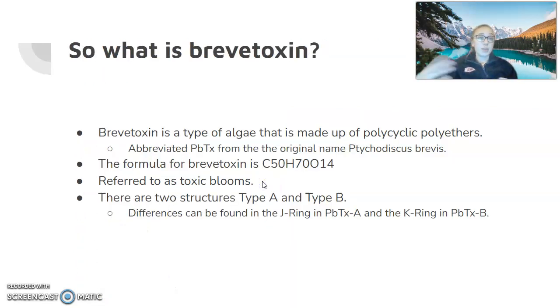So what is brevetoxin? Brevetoxin is a type of algae that is made up of polycyclic polyethers. It is abbreviated PBTX from the original name, I may butcher this, Tychodiscus brevis. The formula for brevetoxin is carbon 50, hydrogen 70, and oxygen 14. They are sometimes referred to as toxic blooms. There are two structures, type A and type B. Differences can be found in the J ring in PBTX-A and the K ring in PBTX-B.